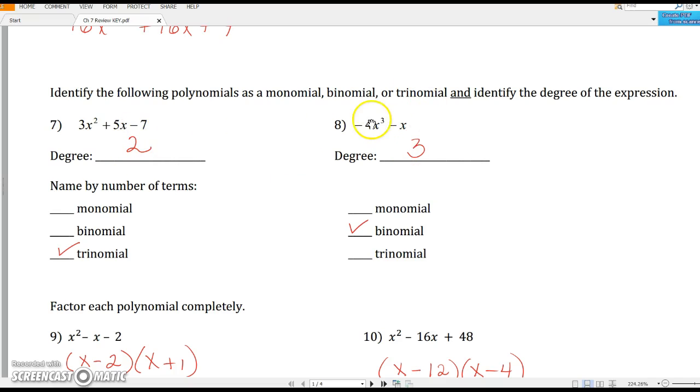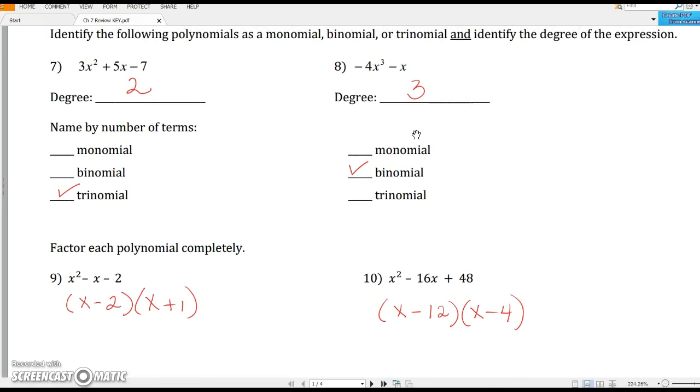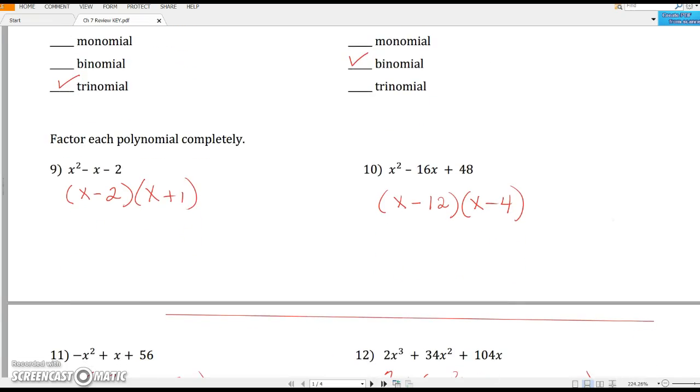Same thing over here. This is only 1, 2 terms, which makes it a binomial. Its degree is the third power. The highest exponent on any of the variables in this polynomial is a 3, so it's a third degree. If we were solving something like this, it would have 3 answers, 3 zeros, 3 x-intercepts, 3 solutions would all be vocab terms for that.